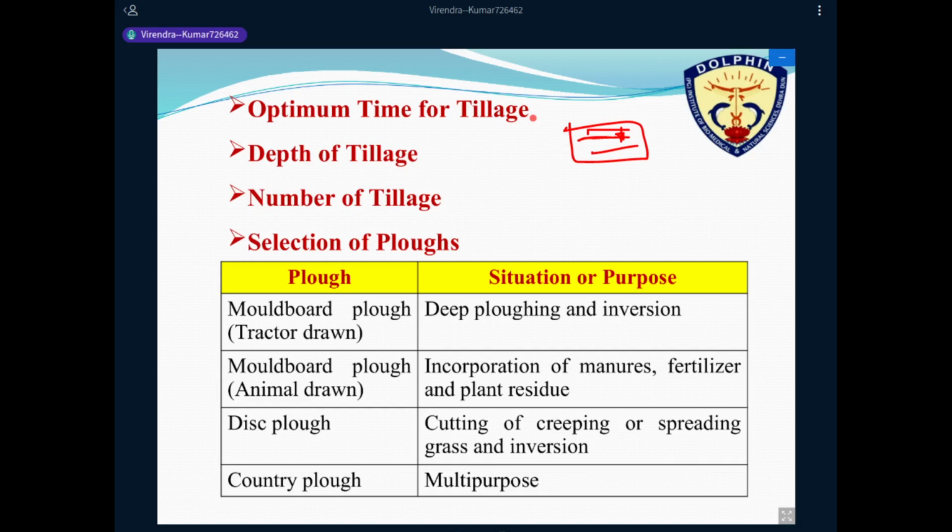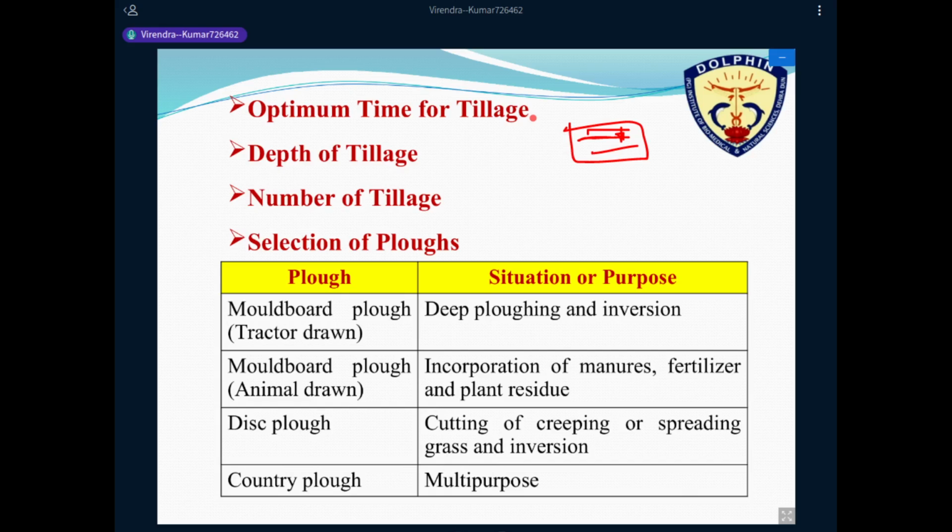तो अगर आपको देखना है कि कितने डेप्थ पे हम टिलेज कर सकते हैं, तो if you take the shallow rooted plants then that time you can cultivate your soils mostly 10 to 12 centimeter. If you are taking the deep rooted plant, so you must cultivate your field above 12 to 15 centimeter. So it is totally dependent on the type of the crop, which type of the crop you are taking.